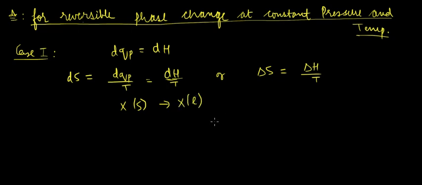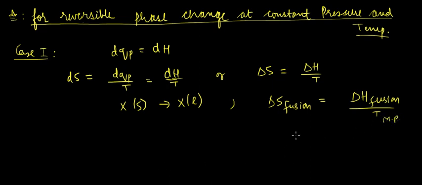Let's say this is the delta S of fusion, which would be equal to delta H of fusion upon temperature. Temperature would be nothing but the melting point, because we are converting solid into liquid, so we are converting it at melting point. So we can write delta S fusion would be equal to delta H fusion divided by T of melting point.